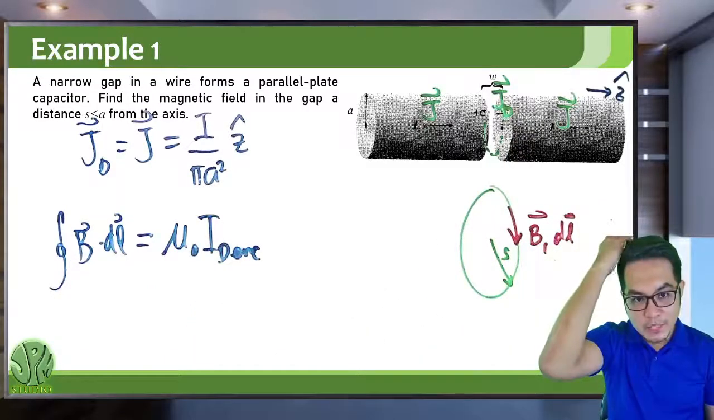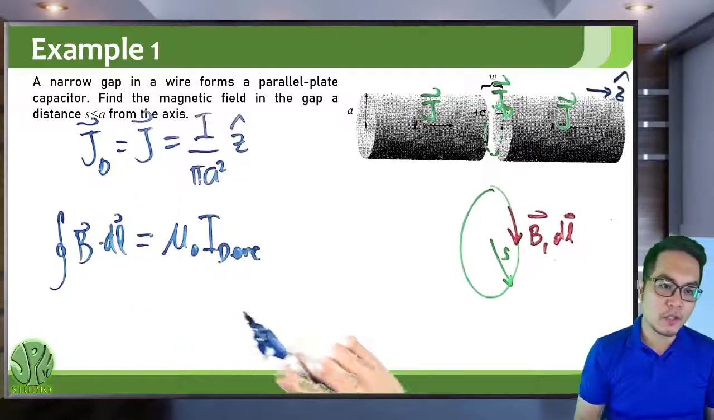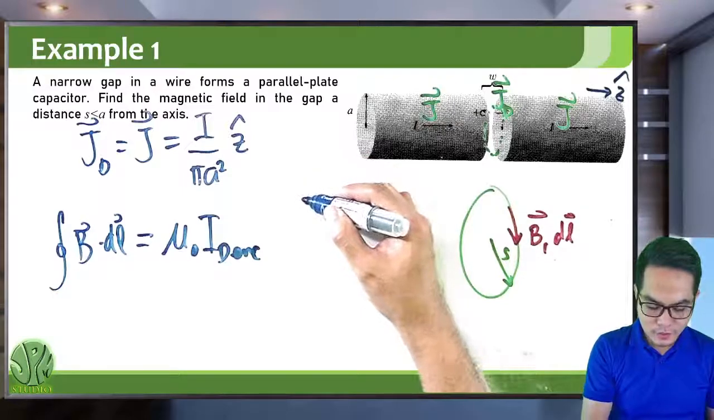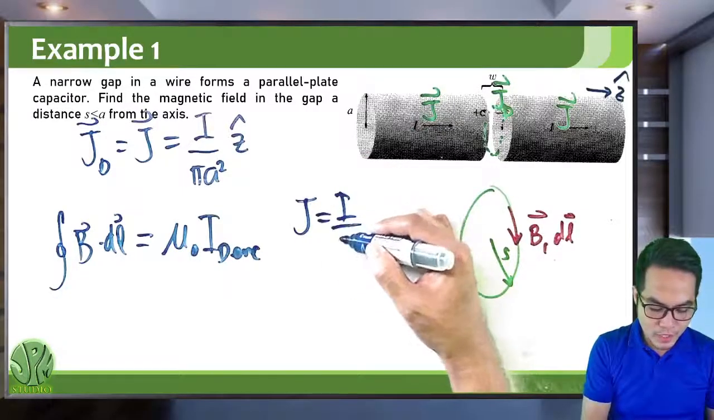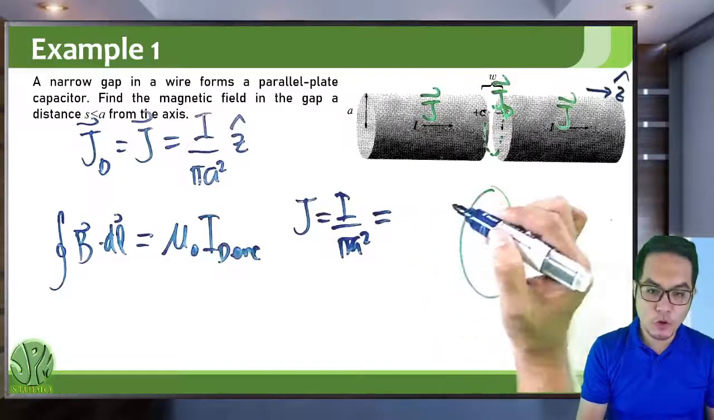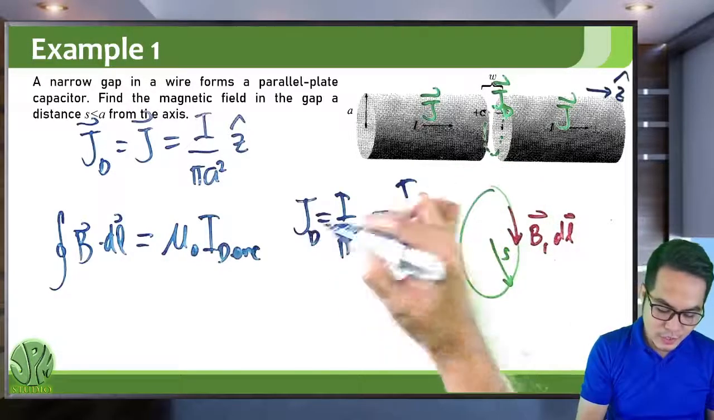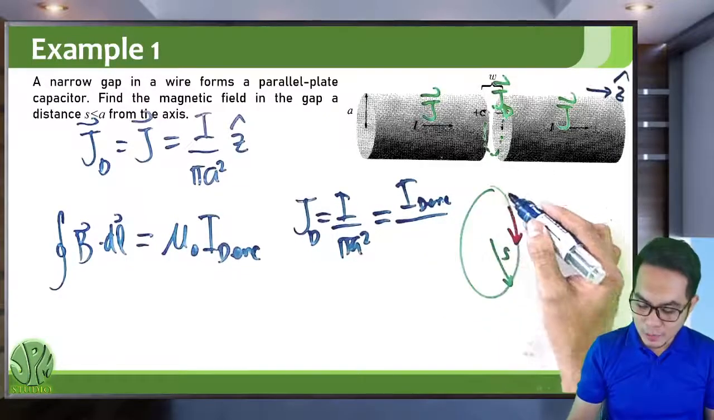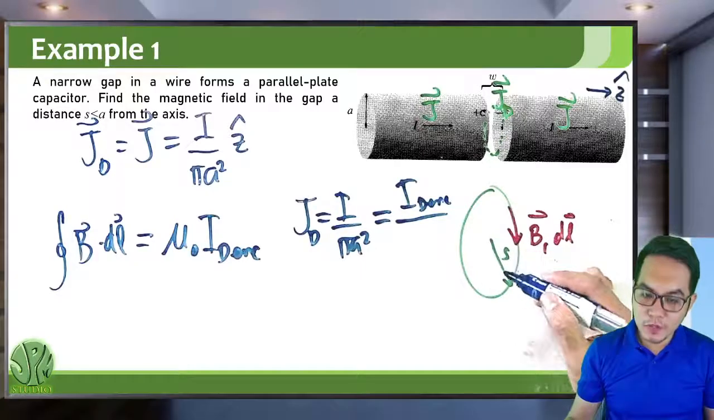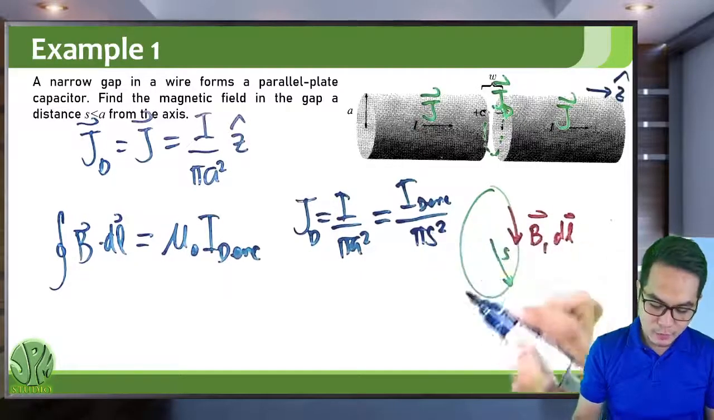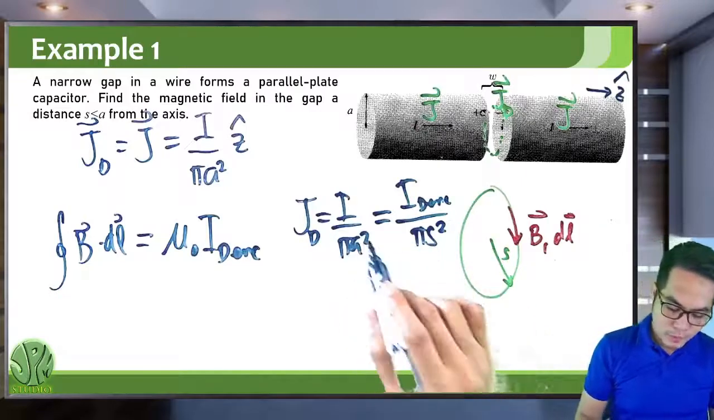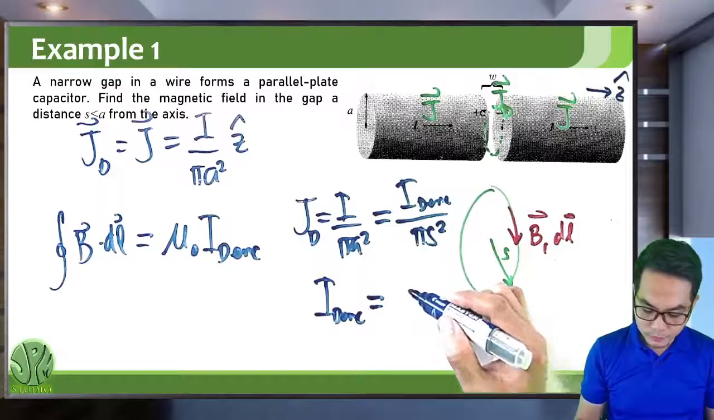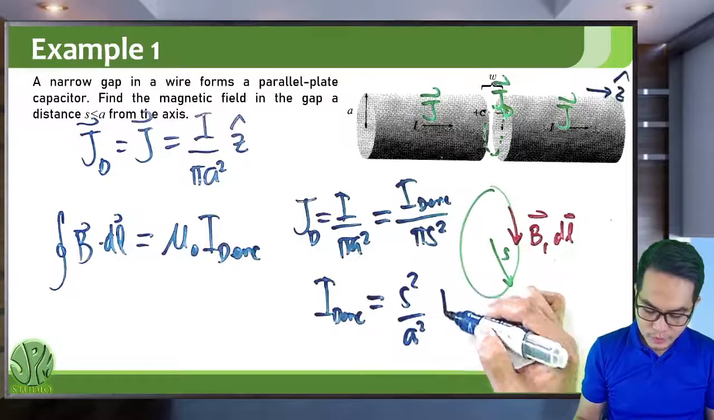How do we solve for the displacement current enclosed? Since we already know the displacement current density, I over pi a squared, and this is actually constant. So since J, which is equal to I over pi a squared, is constant, then this must also be equal to JD, the displacement current enclosed over the area enclosed by our Amperian loop. So our Amperian loop is a circle with radius s, so its area is pi s squared. Therefore, cross multiply, the displacement current enclosed is just equal to s squared over a squared I.